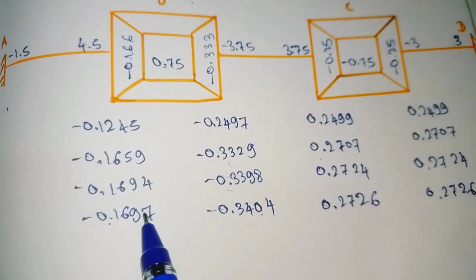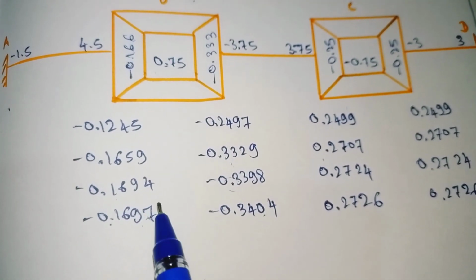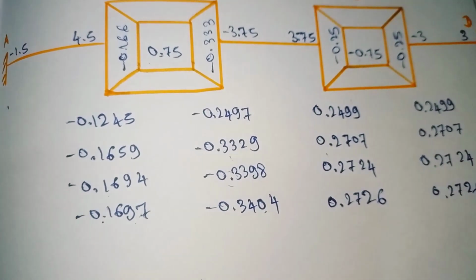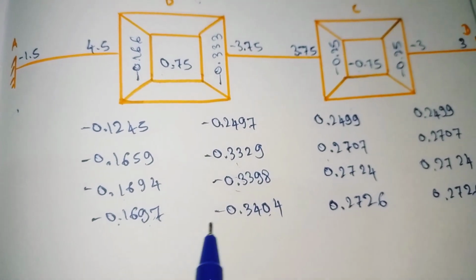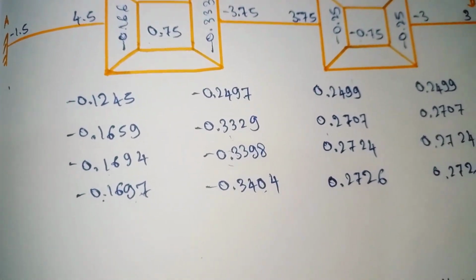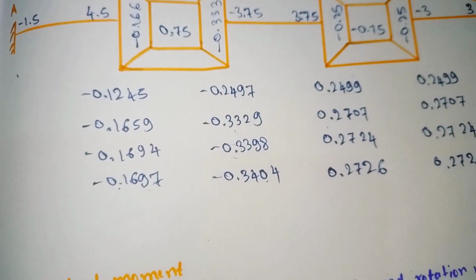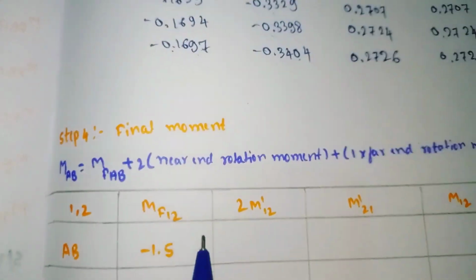So see here, this value is very close to this value. So now I am stopping here. This is our rotation moment, the final rotation moment value. Now we'll see the final moment value. Our step is to find out the final moment value.